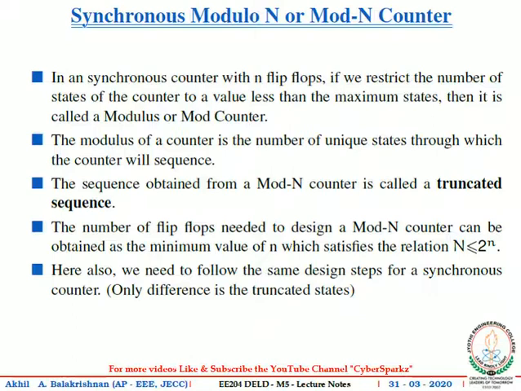We have already seen what a mod n counter is. A mod n counter means the counter will have a reduced number of states. That is, if a counter is using n flip-flops, or if the counter is n bits, the maximum number of states the counter can count is 2 raised to n. So, if the counter is counting fewer states than the maximum count, the counting sequence will be a truncated sequence, and hence such counters are called modulo n counters or mod n counters.